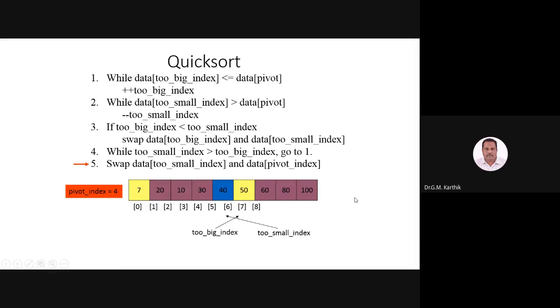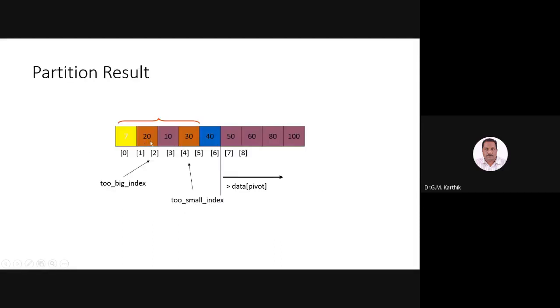Now you have two subarrays with you. One is 20, 7, 20, 10 and 30. The second subarray is going to be 50, 60, 80 and 100. So you will not be considering 40, because 40 has found its exact position. The elements to the left of 40 will be less than it, and the elements to the right of 40 will be greater than it.